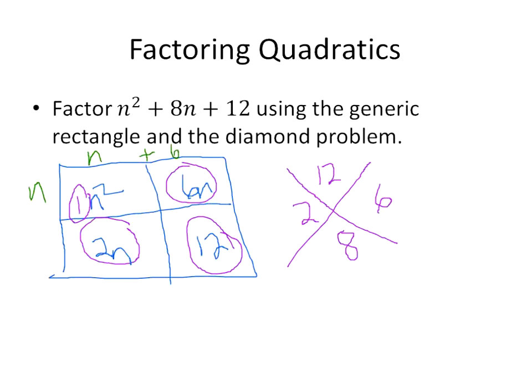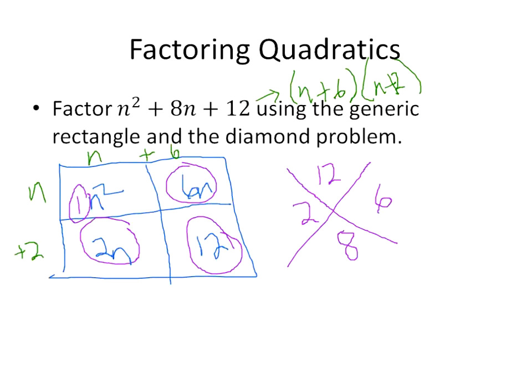And then I look the other direction. I have an n at the top here. So what number here times this n is going to give me 2n, and that happens to be positive 2. And if I double check myself here, this positive 2 times this positive 6 is going to give me that positive 12. So now I have the factors for our problem here. So the factors are n plus 6 times n plus 2.